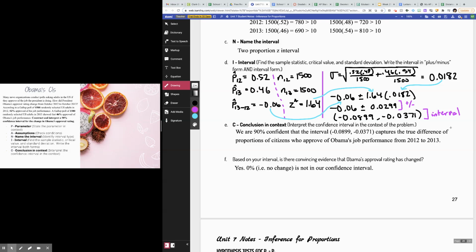Right? And then that last little question there is, based on the interval, is there convincing evidence that his approval rating has changed? Okay, so this is one of those questions where you want to look at, is 0% in the interval? And it's not, right? Obviously, the entire interval is negative, because 0%, which would indicate no change, is not in our interval. Then we do have convincing evidence that his approval rating has changed. We actually have convincing evidence that his approval rating went down from 2012 to 2013 because all of the numbers in your interval are negative.